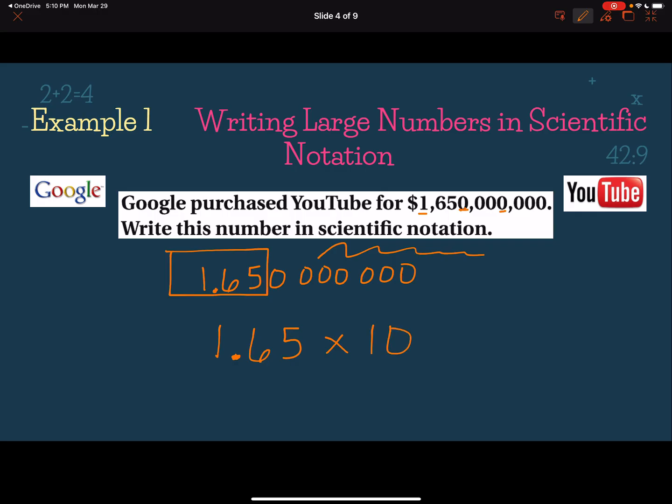Then we're going to put our times sign. Then we're going to put our power of 10. Now this is where we need to count in order to make sure our exponent is correct. So if I've placed the decimal here, I need to count the number of spaces to the end so that I know my exponent is correct. So 1, 2, 3, 4, 5, 6, 7, 8, 9. And this is a larger number, moving it to the right. So I'm going to have an exponent of 9. So this is what my scientific notation answer would look like.